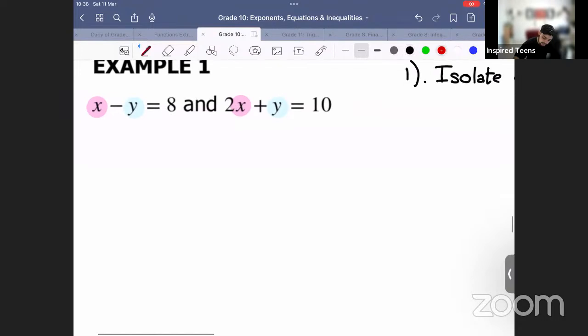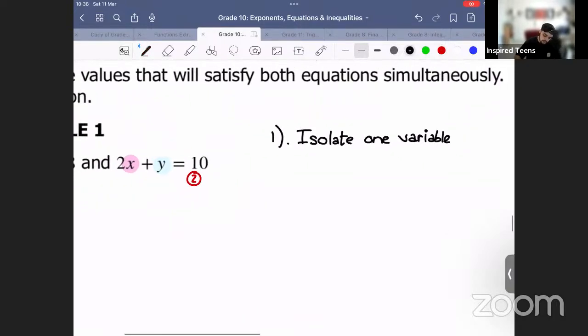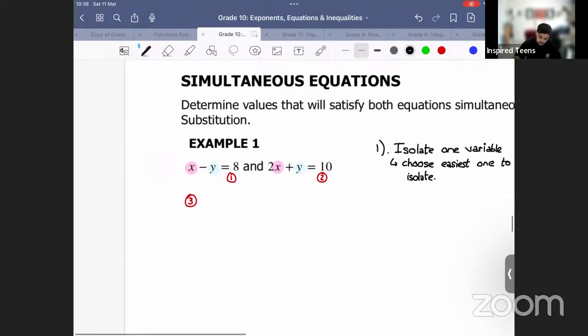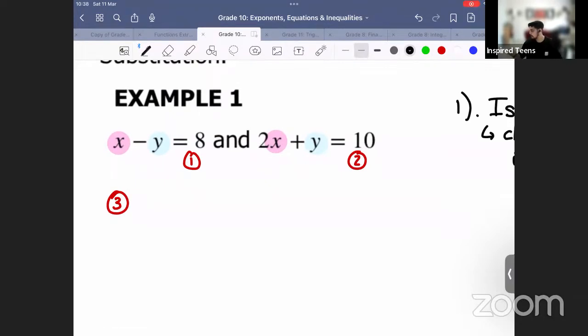Isolate one variable. So we call this equation 1. We call this equation 2. Equation 3 is going to be the rearranged equation, in which we isolate one variable. Choose the easiest one to isolate. Which one do you guys think is the easiest one to isolate? Should we use equation 1 or equation 2? Which one will be the easiest to isolate? Just tell me, equation 1, x or y, or equation 2, x or y?